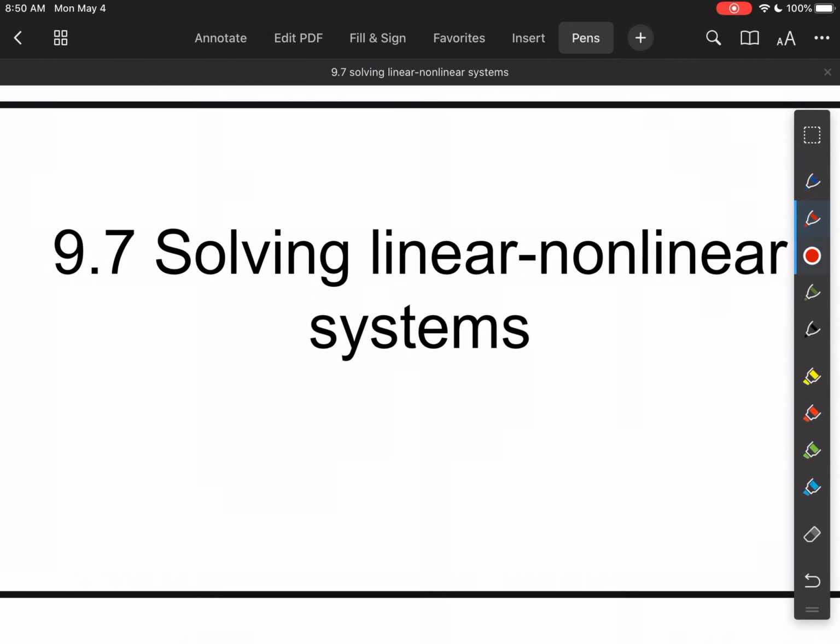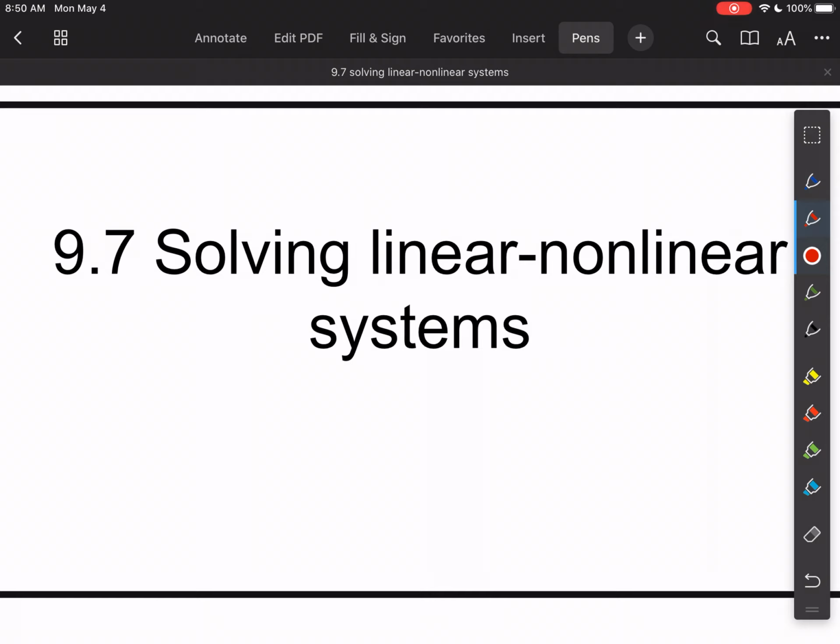All right, guys. Hey, today we're going to wrap up Chapter 9 with 9.7 because solving systems is a big part of what we do in math. And I know that we skipped a section there in Chapter 9, but I definitely wanted to hit this one again because you will see this one again.